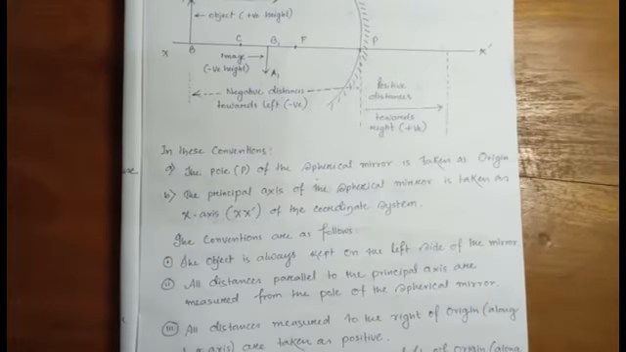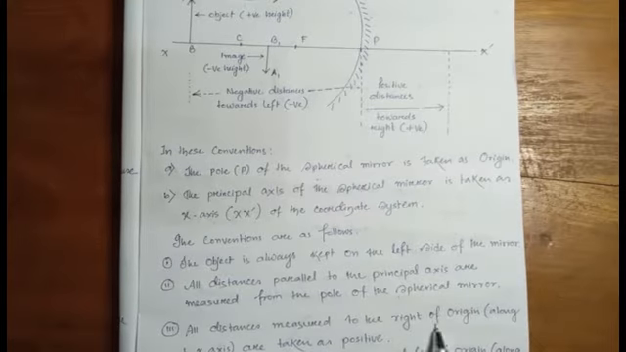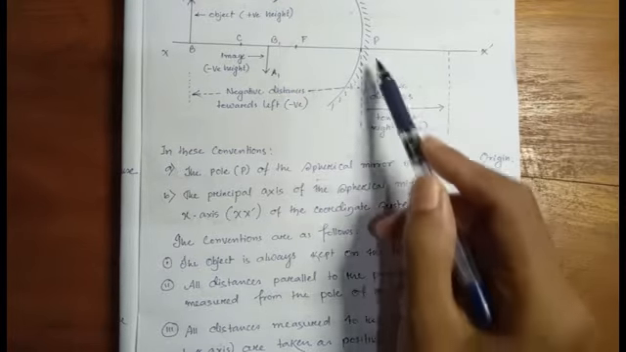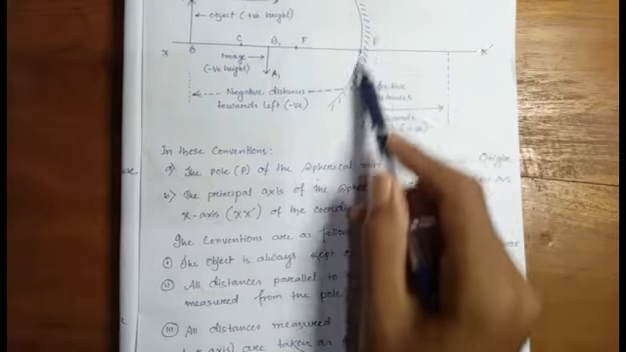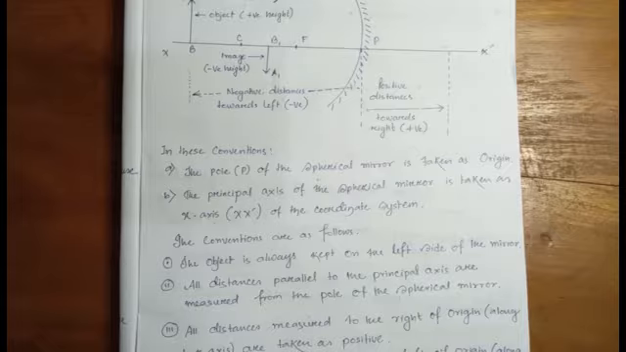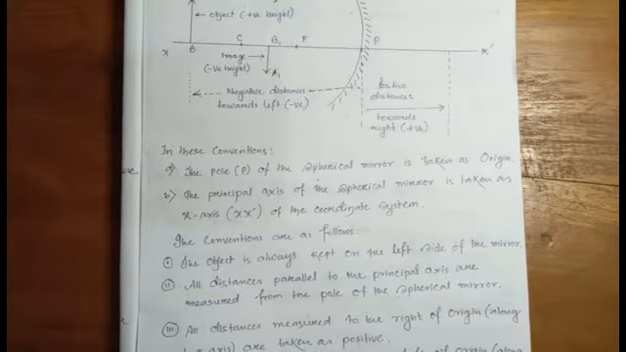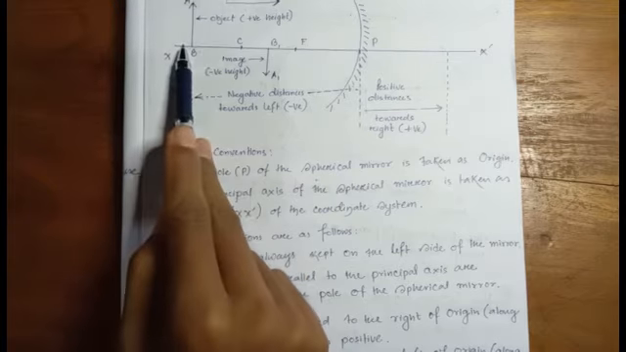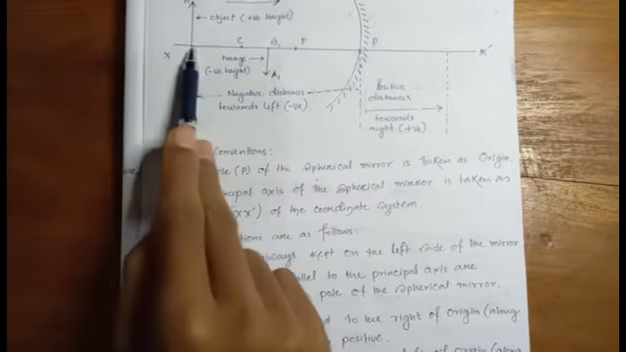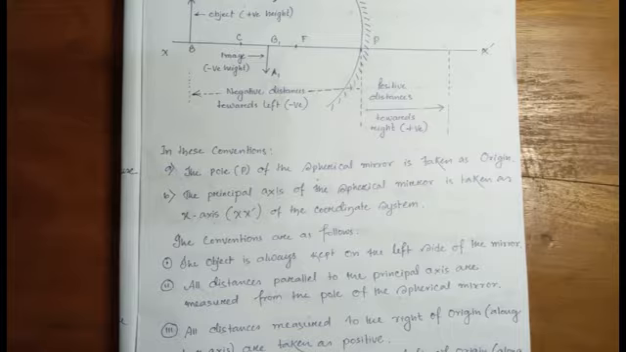Number 3, all the distances measured to the right of the origin, that is along the positive x-axis, are taken as positive. I already mentioned, towards the right of the pole of the mirror will be considered as positive. And distances measured towards the left of the origin are taken as negative. So from the pole, if you measure on the left, it will be negative; on the right, it will be positive.